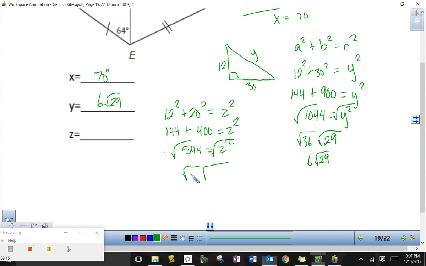Okay, the biggest perfect square was 16, and it went into 34 times. Square root of 16 is 4. So z is going to be 4 times the square root of 34. Okay, you can get decimal numbers for those as well.